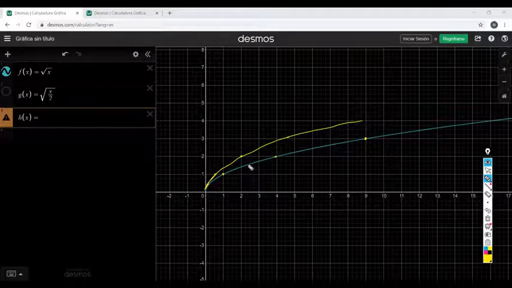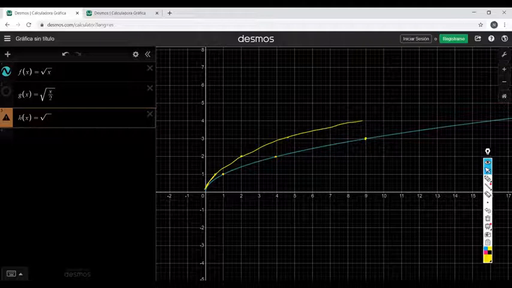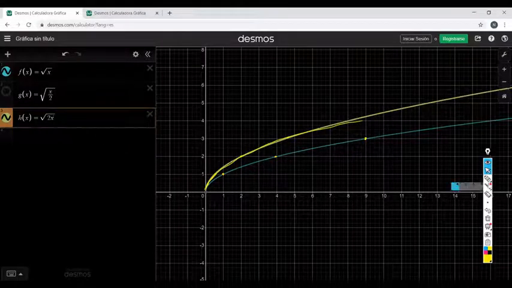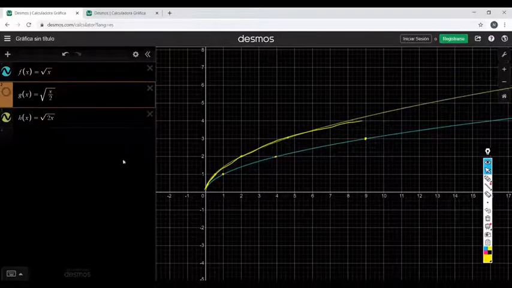And in order to perform this analytically or in the function, what we have to do now is multiply by 2 the variable, only the variable, like so. You see? You see how they coincide? So that's how horizontal stretches work.